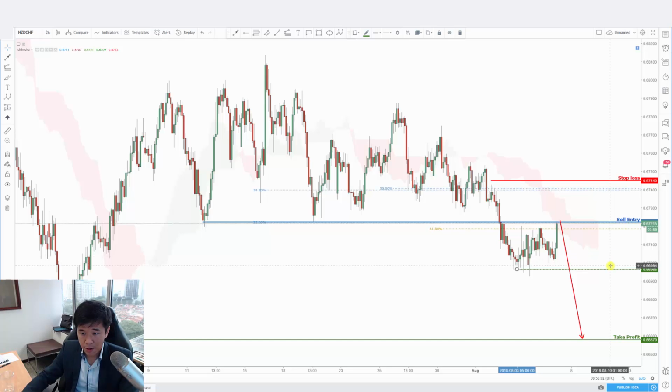So that's it for me, guys. I hope this analysis has helped you better understand how we apply support resistance, Fibonacci retracements, Fibonacci extensions, Ichimoku cloud, and price action to finding good trading setups.